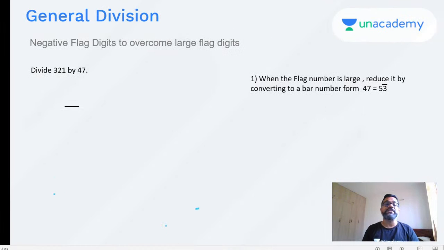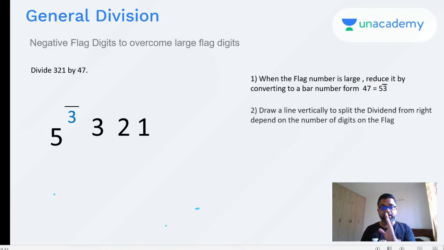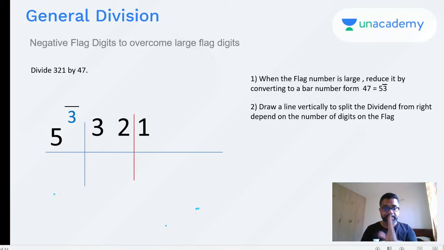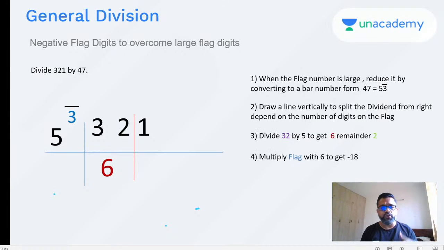321 divided by 47. I will convert 47 into the bar number form, which will be 5 bar 3, right? So 321 is here. I will draw that one little vertical line, that red line there, to separate the quotient and the remainder. Now I will divide 32 by 5. When I divide 32 by 5, what do you get? 6 remainder 2. And this you would have done in school, right? A lot of these small divisions. 32 divided by 5 is 6 remainder 2.